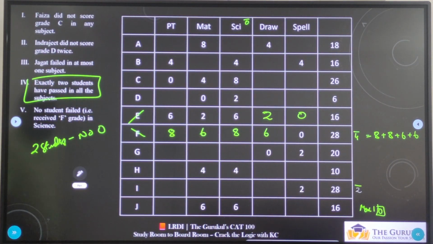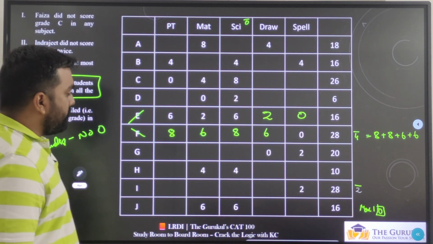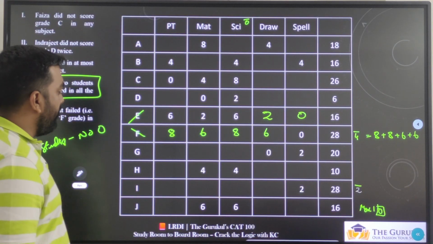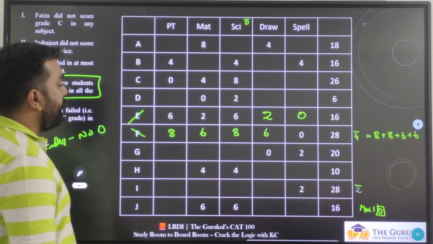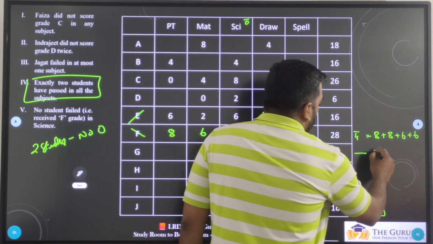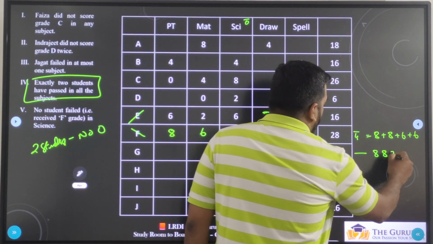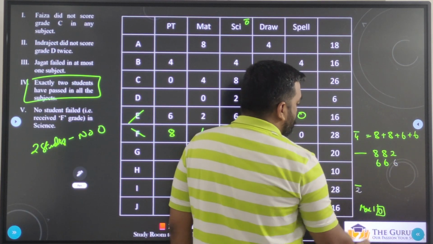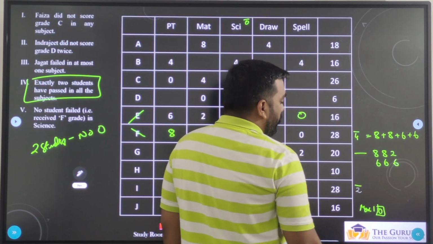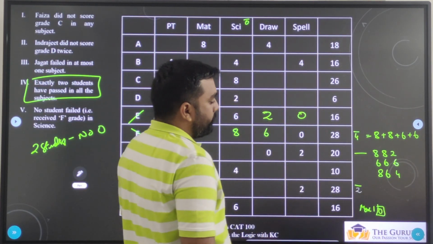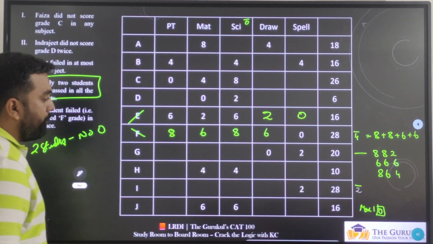Very good. Let's look at G. What is happening for G? 20 marks, already 2 marks are gone. We need to have 18 more marks. 18 is the sum of 3 numbers. How can we write it? This can be written as 8, 8 and 2, 16 plus 2, or we can write it as 6, 6 and 6. This can be one possibility. Or we can have 8, 6 and 4. These are the 3 different possibilities.